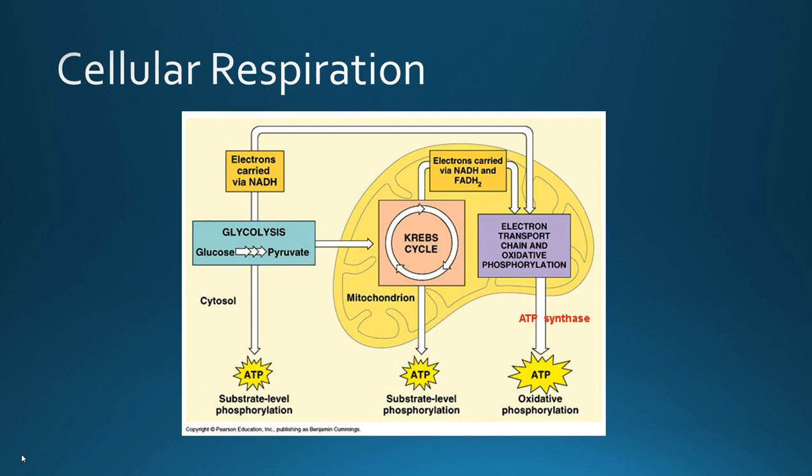Here's a diagram of cellular respiration, just a big general overview. What I want to point out here is that glycolysis is going to occur in the cytoplasm of the cell, whereas the Krebs cycle and electron transport chain occur within the mitochondria, the powerhouse of our cell.